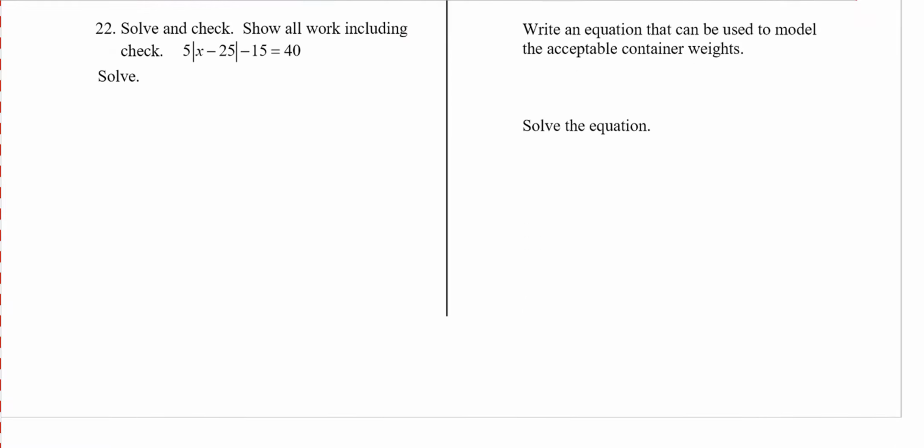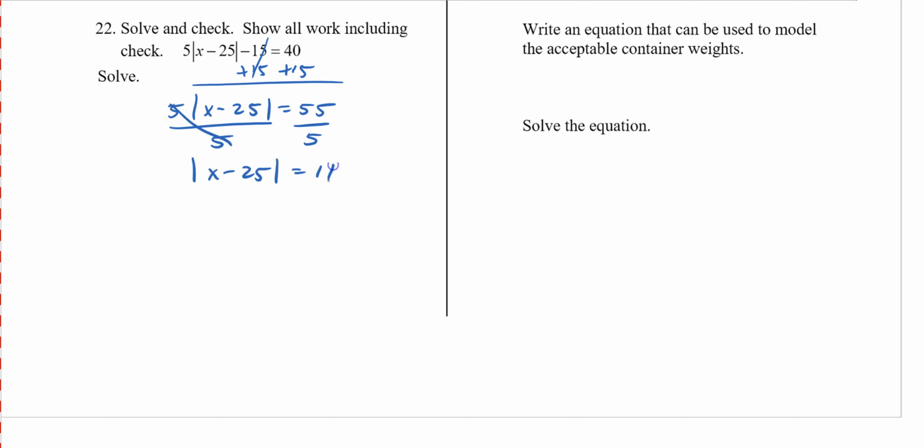22, solve and check. So one more time, I'm going to get the absolute value by itself. I'm going to move the minus 15 first. Sum up with 5 times the absolute value of x minus 25 is equal to 55. Divide both sides by 5 to cancel out the 5's. Absolute value of x minus 25 is equal to 11. Make my two cases. Case 1 is going to be x minus 25 is equal to 11. Case 2, x minus 25 is equal to negative 11.